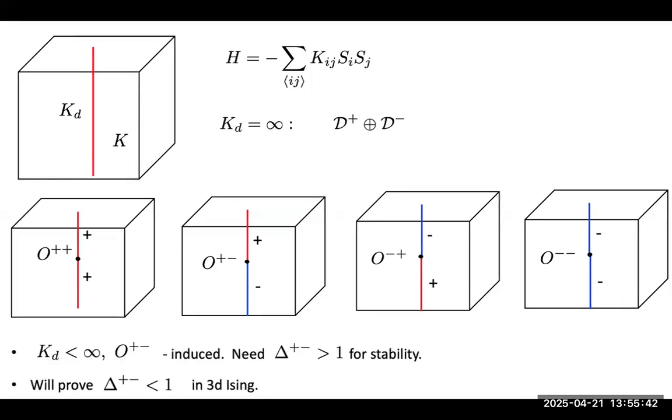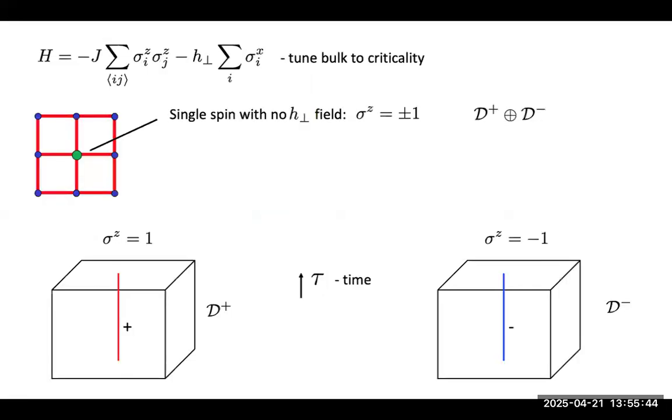Maybe it will become more transparent if you think about the quantum language, right? So here again, remember we have this situation when if you turn off the transverse field on the impurity, then the impurity spin can be either plus or minus 1. If it's plus 1, that's like the plus sector. If it's minus 1, it's the minus sector. You have a direct sum of those Hilbert spaces.